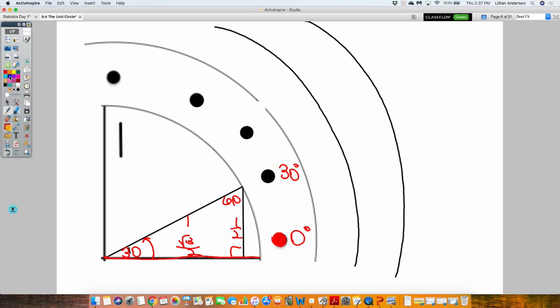Pi over 180. No need for a calculator here. Remember the trick I showed you the other day. The zeros cancel out. They both end in a 0. And this reduces down to pi over 6. Pi over 6 is what 30 degrees is as a radian.